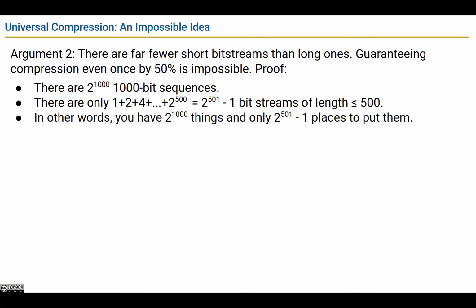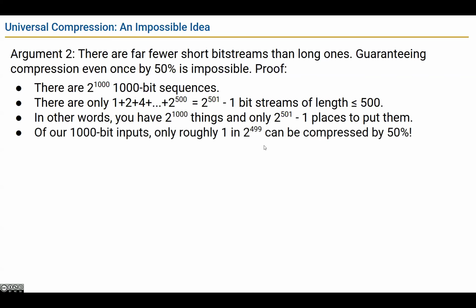So if you have 2 to the 1,000 things and only 2 to the 501 places to put them, you're not going to be able to put each thing in its own unique place. It's not quite half. It is much worse than this, because there's an exponent in there. Basically, out of our 1,000-bit inputs, only about 1 in 2 to the 499, which is effectively none of them, can be compressed by a factor of 50%.